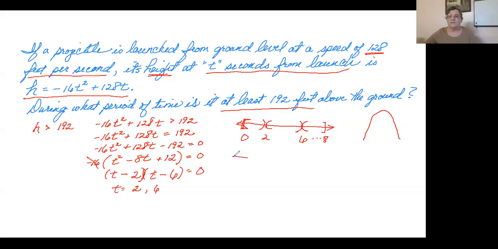So our intervals, we've got 0 to 2, 2 to 6, and I'm pretty sure it's 6 to 8. If after 6 is when this occurs, then I'm going to have to actually find when it hits the ground. Right now, let's just find a test value. How about 1? How about 4? How about 7?